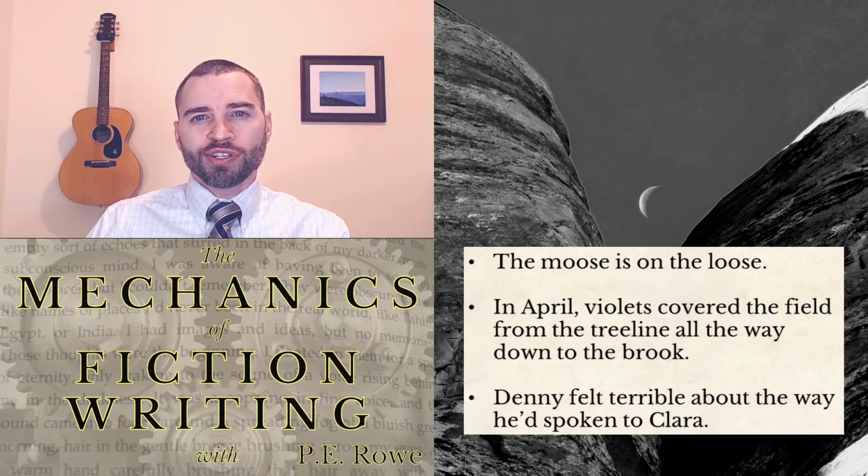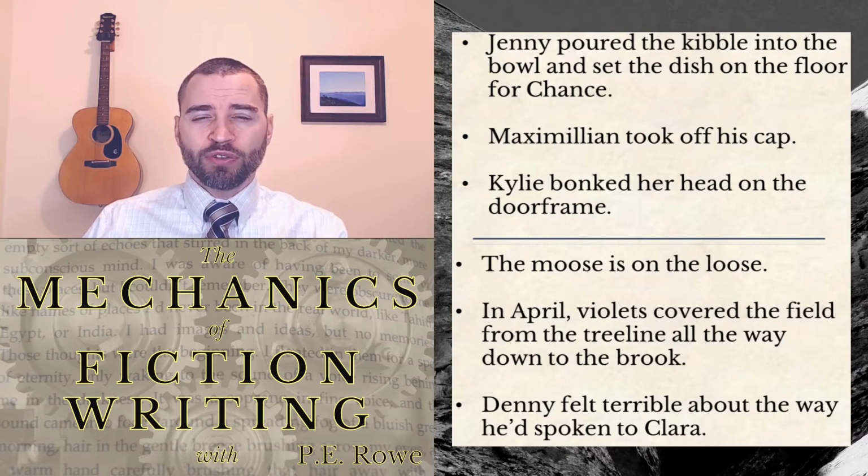The moose is on the loose. In April, violets covered the field from the tree line all the way down to the brook. Denny felt terrible about the way he'd spoken to Clara. Now's the part where you take a few seconds to figure out if you can spot the difference before Ro tells you. Now's the part where Ro tells you.